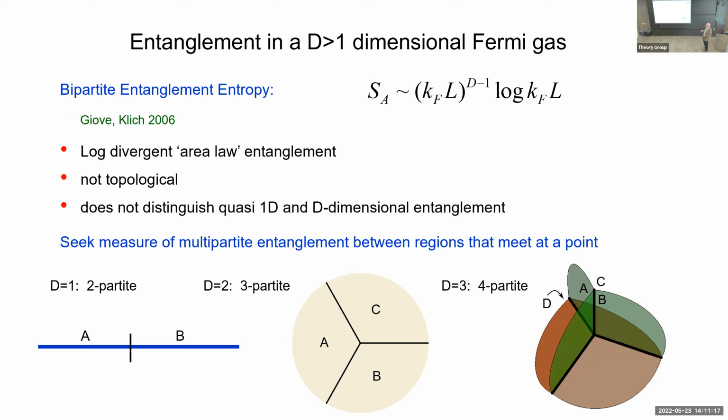And so one version of that: if you consider the bipartite entanglement of a d-dimensional Fermi gas, then what you get is an area law, basically. So it's an area law with a logarithmic divergence. And this is actually fairly simple to understand.